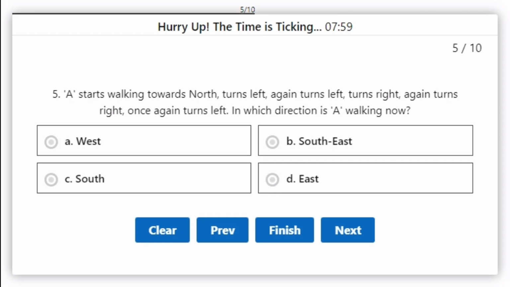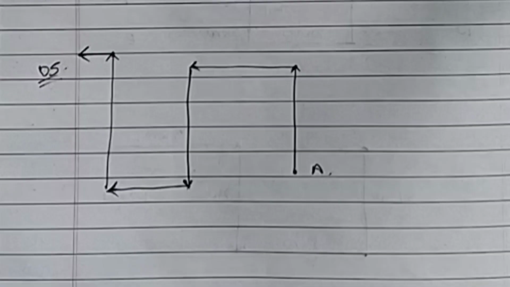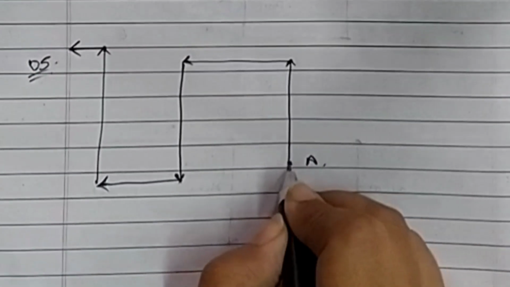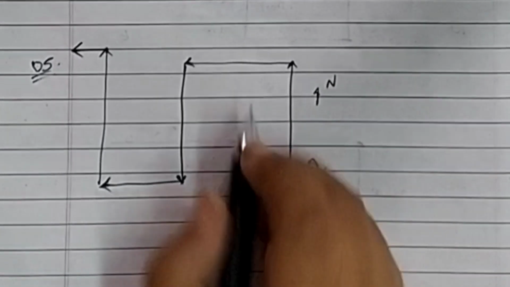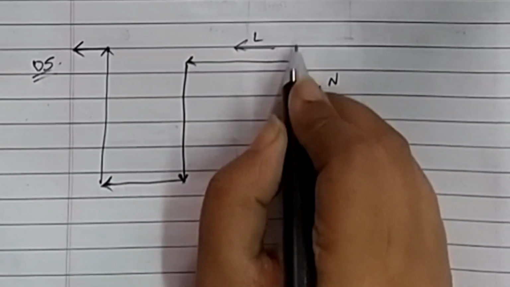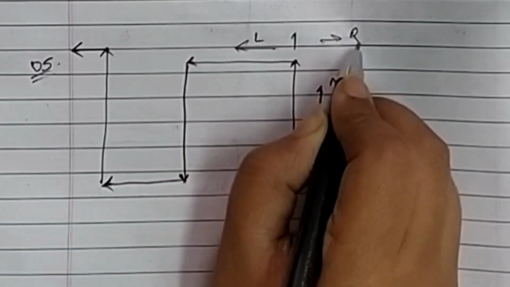Our next question is, A starts walking towards north, turns left, again turns left, turns right, again turns right, once again turns left. In which direction is A walking now? And the options are A west, B southeast, C south, and D east. So question number 5 is basically saying that at some starting point, A starts walking towards north direction and he took left turn. So by facing this side, this will be left and this will be right.